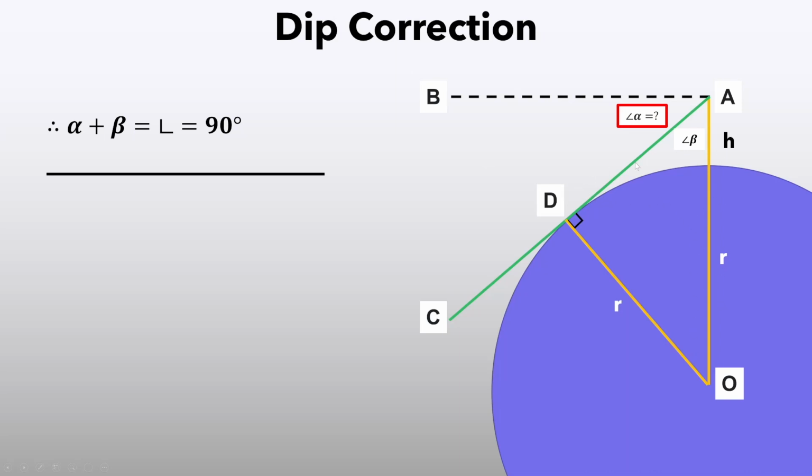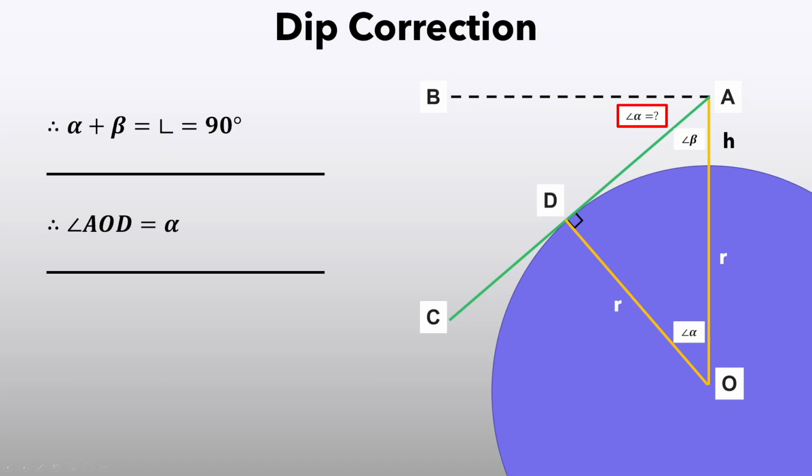Now, the line AC is a tangent line to the horizon, which touches the surface at point D, and the tangent to a circle always makes a right angle to the radius at that point, and that makes ADO a right-angled triangle, and we already know 2 of the angles. So from step 1, alpha plus beta is 90 degrees. Then we know that this angle formed at the center of the Earth is also alpha, which is our dip correction.